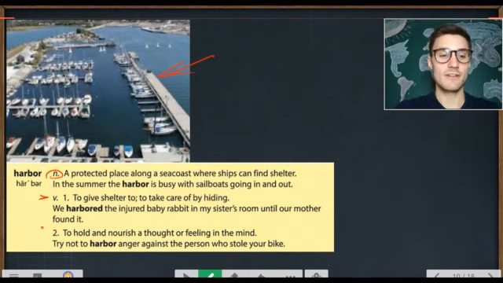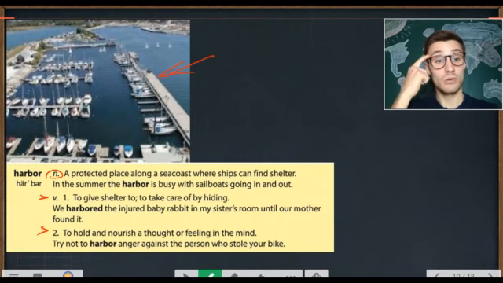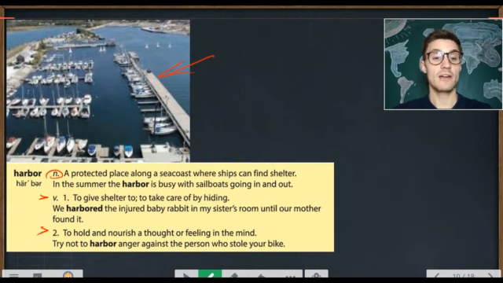And the second verb meaning is to hold or nourish a thought or feeling in the mind. So to hold and nourish a thought or feeling. Try not to harbor anger against the person who stole your bike. I harbor anger towards my brother for breaking my TV. I hold the thought and feeling in my mind.